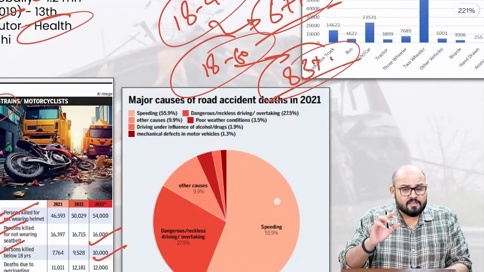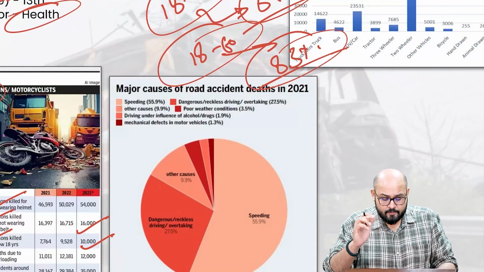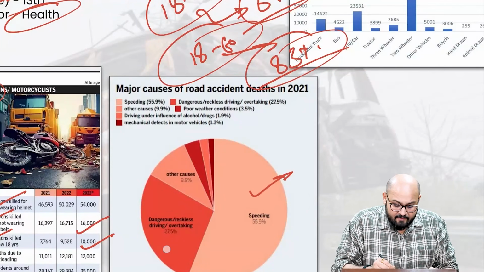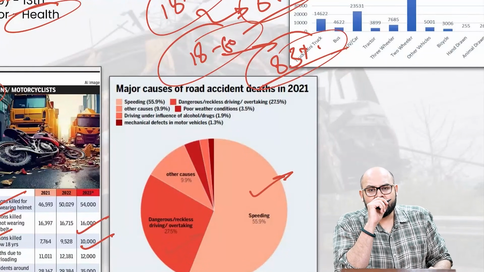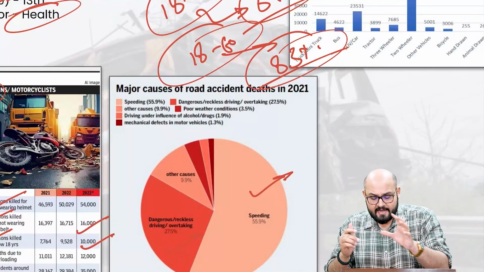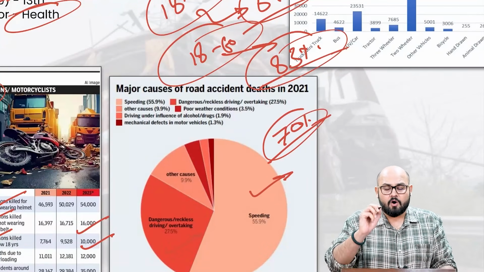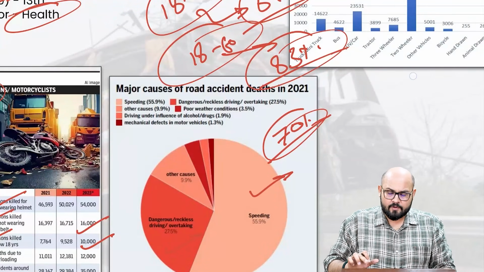Now, what are the major causes of road accidents in 2021? So we have speeding, one of the most important causes. Then we have dangerous or reckless driving. Reckless driving, if you combine it with the speeding aspect, is responsible for more than 70% of the road accidents. That is what you'll have to understand.